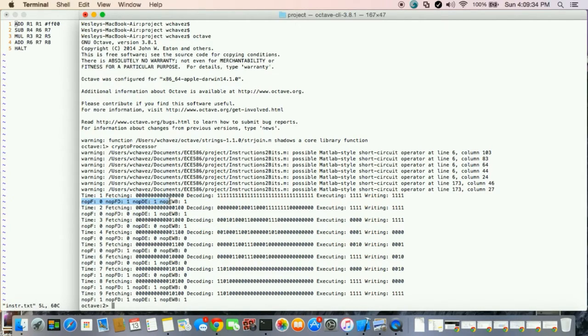No op F, no op FD is no op for fetch, no operation for the fetch stage, the decode stage, the execute stage, and the write back stage. And these values are determined by the controller. Let's see, anything else in here? 1101 is halt after execution is done. So this last add instruction is executed, written back, and then we halt.